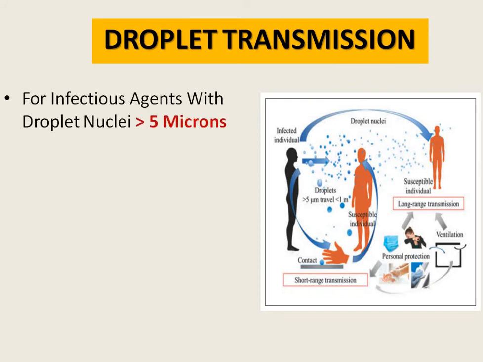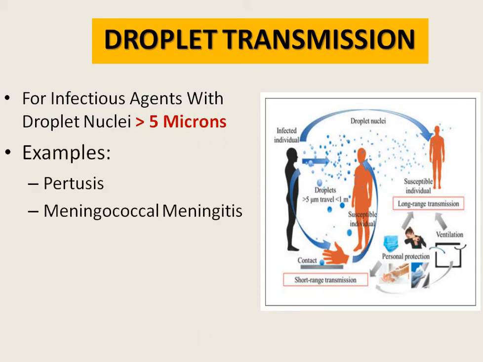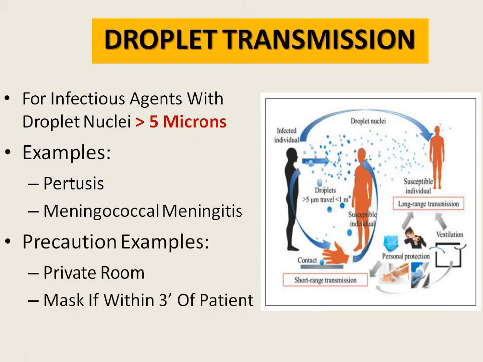So, droplet infections with more than 5 microns of the infectious agent are more transmissible, and examples are pertussis and meningococcal meningitis, very commonly seen, and in immunocompromised people this infection spreads at a higher rate. Also, we can decrease this by using private rooms, and even by using masks within 3 feet of patients.